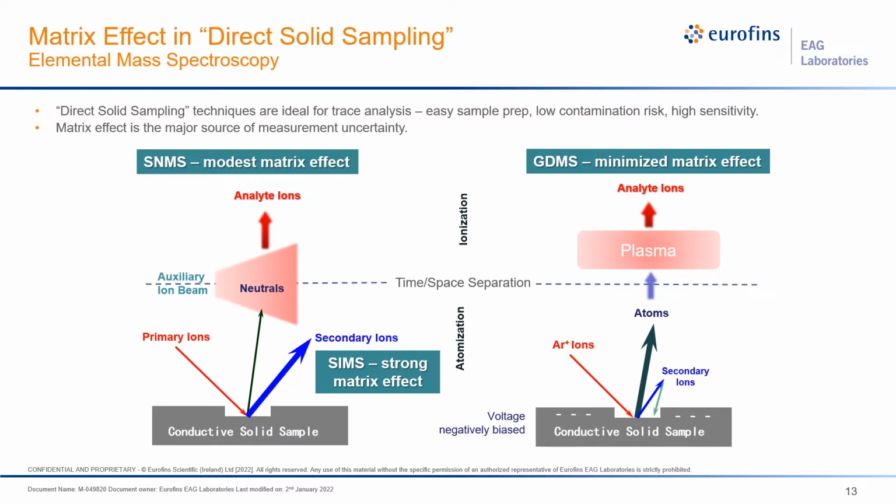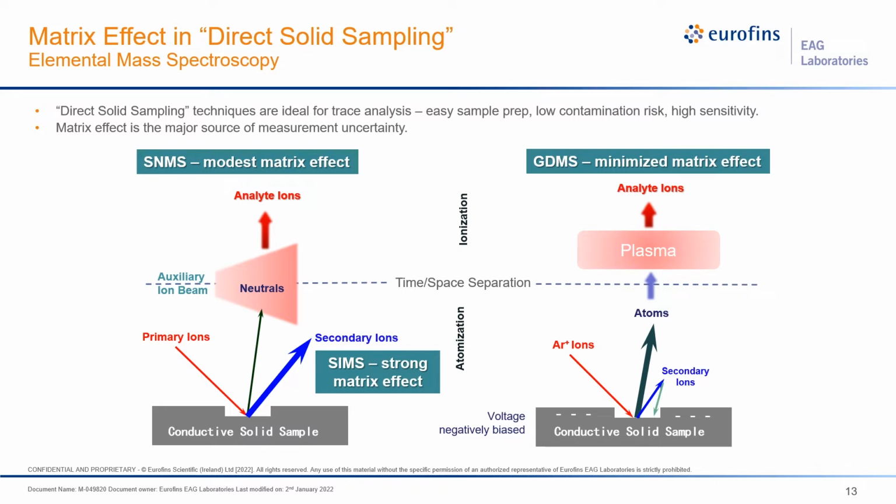They may affect the measurement uncertainties in different ways. To give you an example, we have a conductive solid sample, and we can use primary ion beams to sputter the sample and collect the secondary ions. This is called secondary ion mass spec. You can see this technique will have a very strong matrix effect because the ions are directly generated from the sample itself, so the relative ion yield will be dependent on the matrix. At EAG, we have thousands of standards to make the quantification possible.